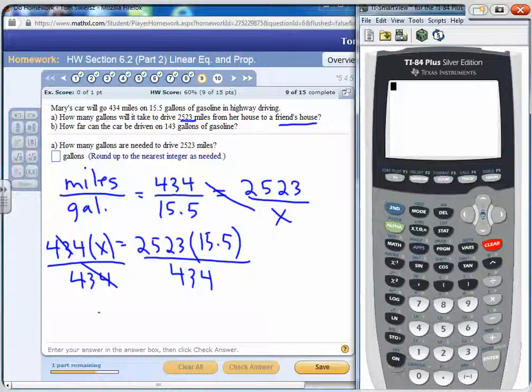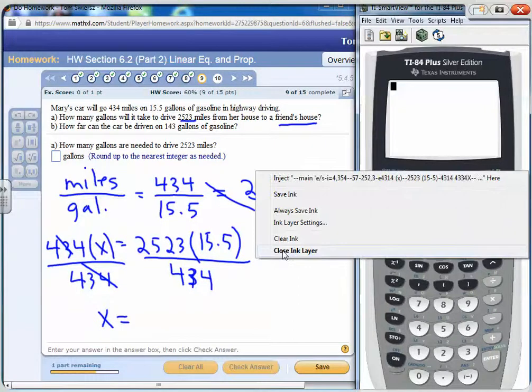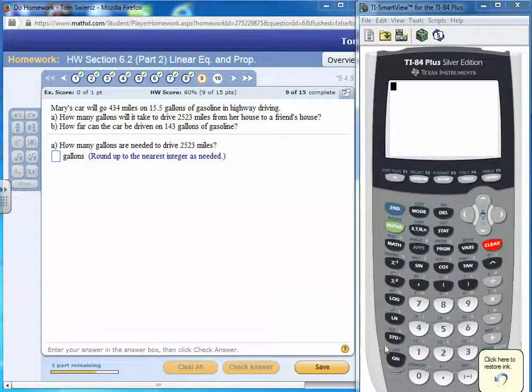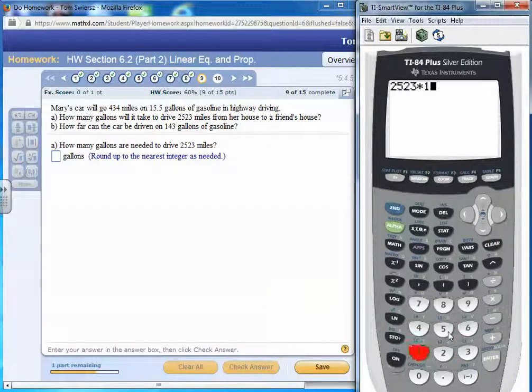Divide both sides by 434 to cancel the 434 and get x equals, and again, we'll do this on our calculator. 2,523 times 15.5 divided by 434.